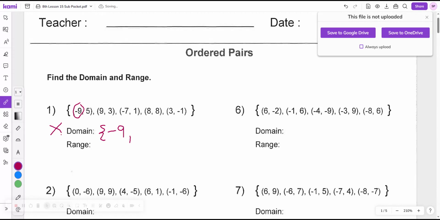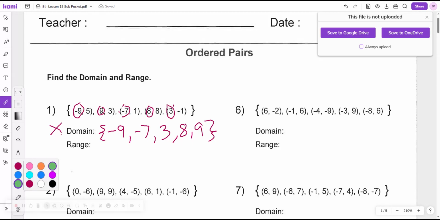What is the next lowest? -7. -3. And then 8 and 9. Close your little bracket. So least to greatest, -9, -7, -3, 8, 9. And then I'm just going to change colors to help organize myself.